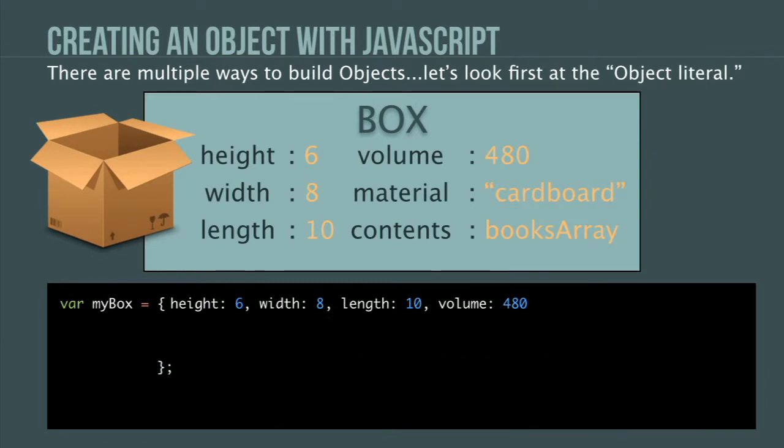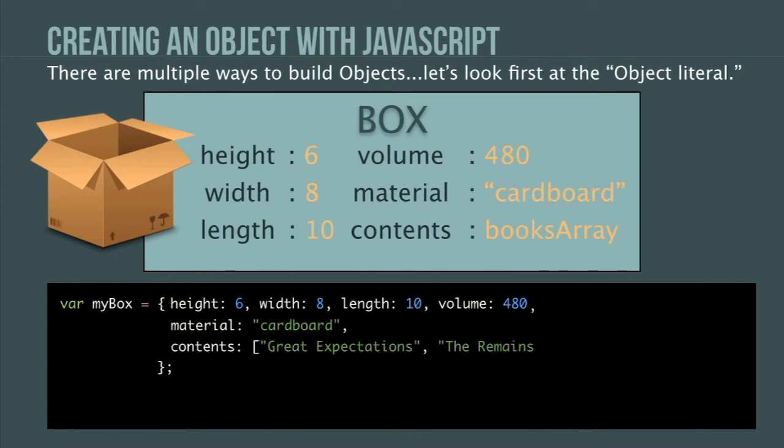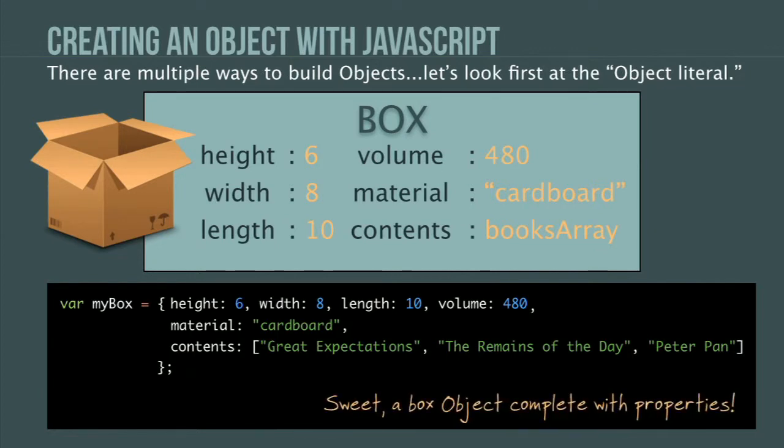So we got our width now, our length, and our volume. Let's add the material, and we'll also add the contents, but now we will go ahead and list out an entire array for the contents. Sweet, now we've got a box object that's complete with all of its properties.